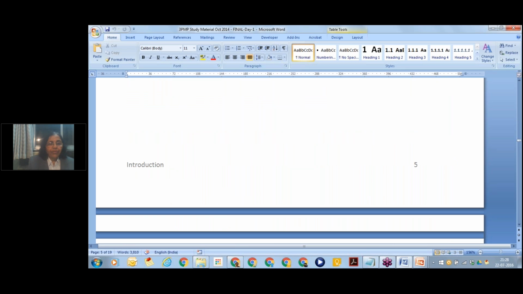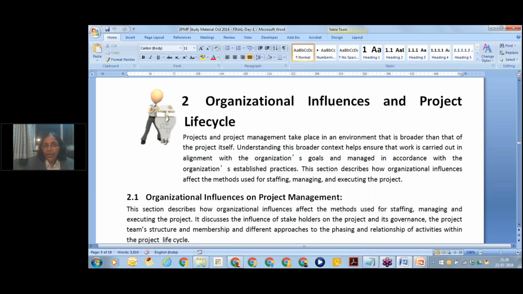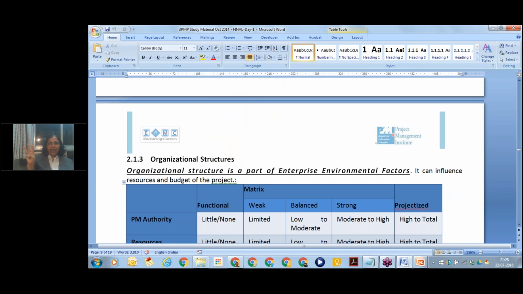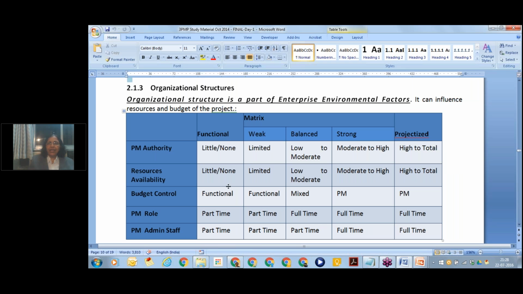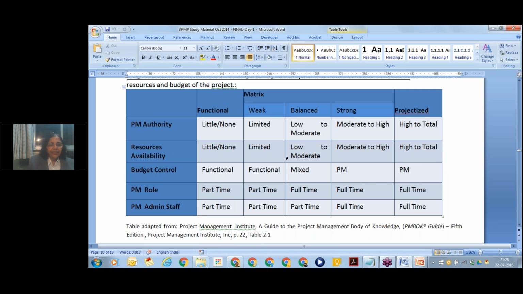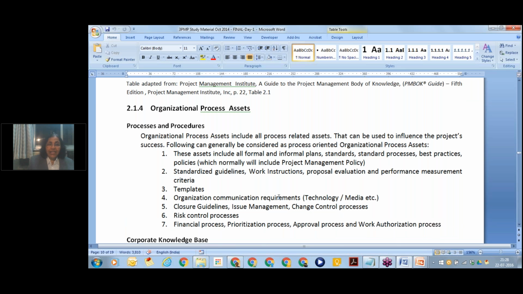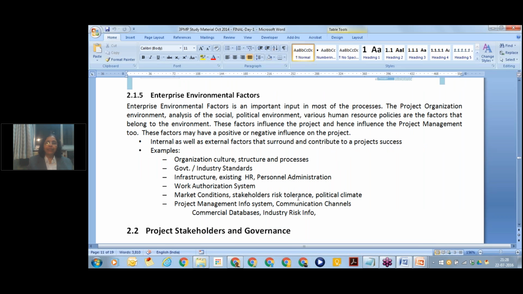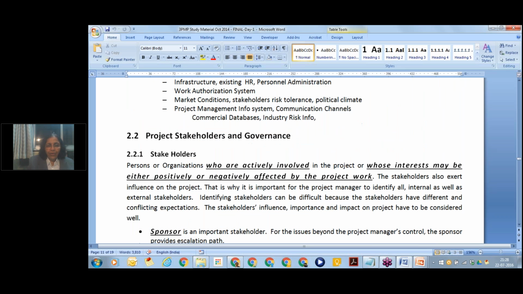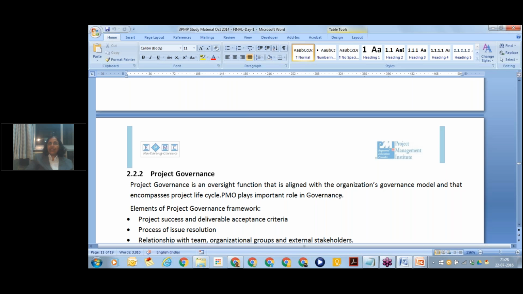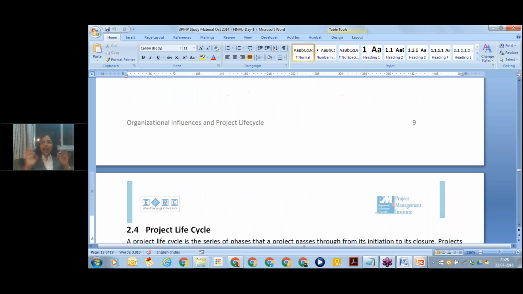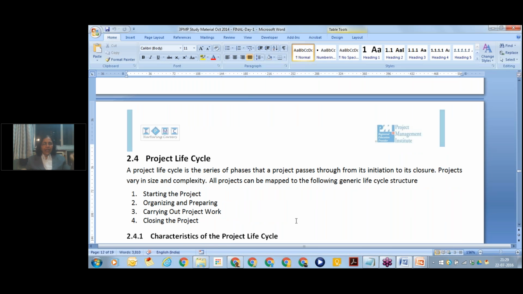Then, from the second chapter, we began with what is organization culture, what is organization communication, and why it is important. Then we discussed 3 types of organizations: functional, matrix, and projectized. After that, we discussed what is OPA and what is EA. Friends, that is important. Mark it. If you have highlighters, do it immediately. We also checked out what is stakeholders, what is project governance, what is success criteria. I have asked you to read success criteria and project team. We started with life cycle and saw staffing and cost curves.